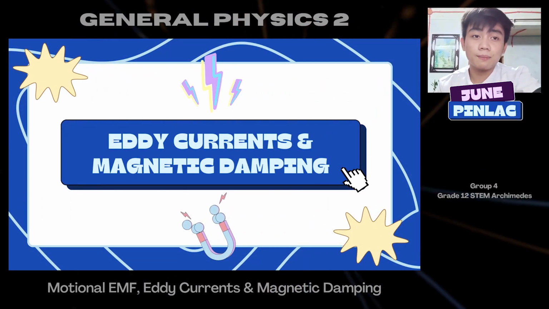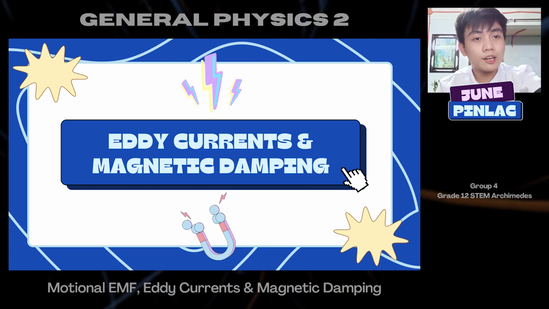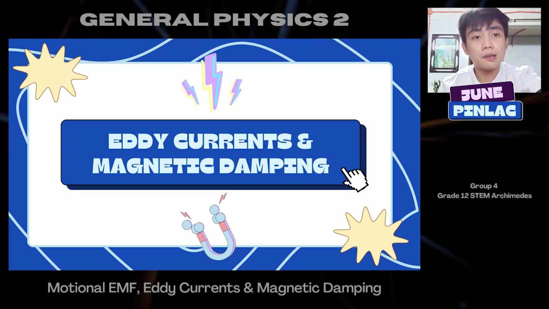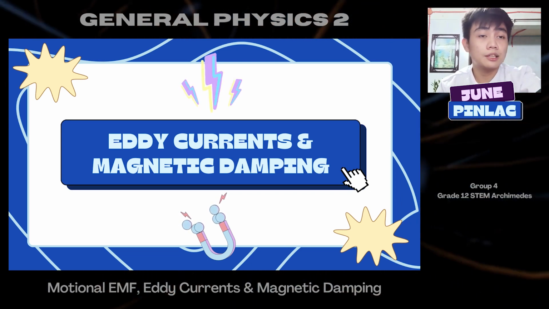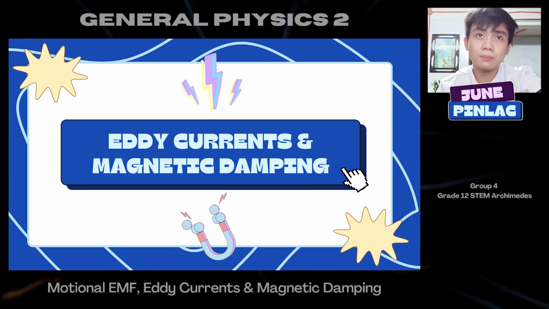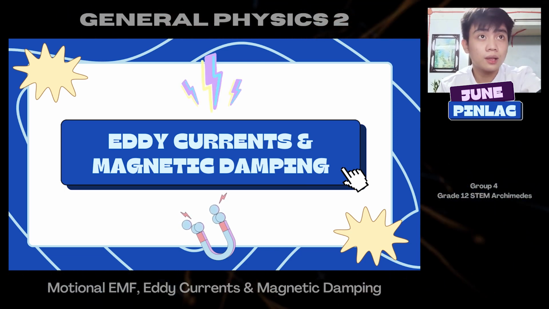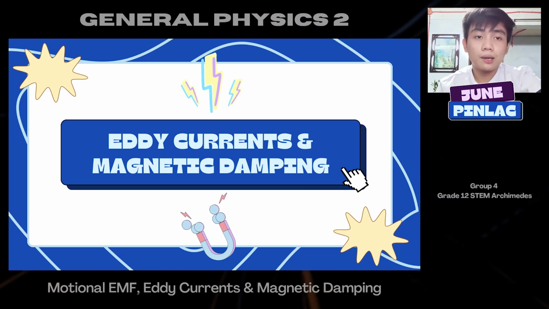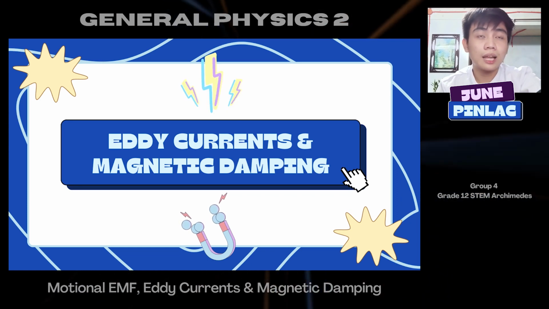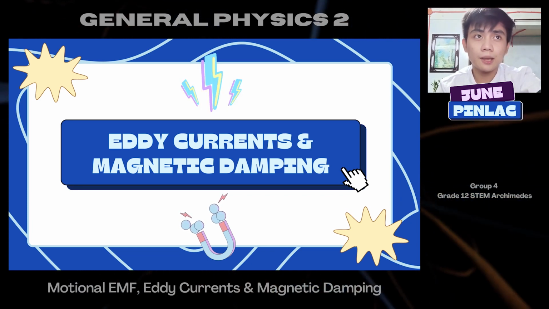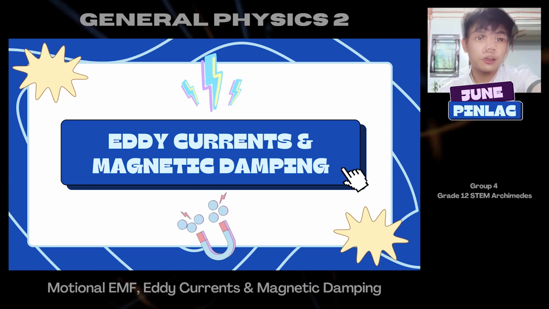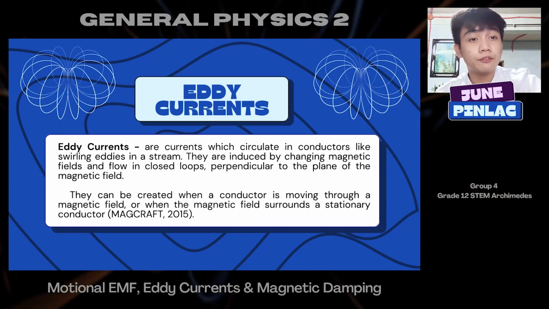Now, para sa ating next topic, it's all about eddy current and magnetic damping. So let's now begin. Gaya ng tinalakay sa motional EMF, ang motional EMF ay induced kapag ang conductor ay kumikilos sa magnetic field or when a magnetic field moves relative to a conductor. Kung ang motional EMF ay maaaring magdulot ng current loop sa conductor, tinutukoy ang current na iyon bilang isang eddy current. Eddy currents can produce significant drag called magnetic damping on the motion involved. To further understand, here are the definitions.